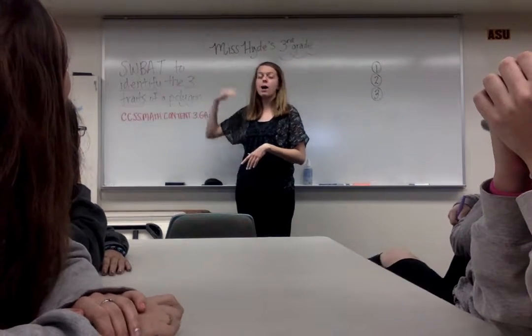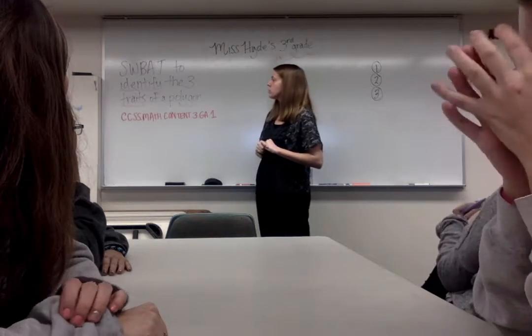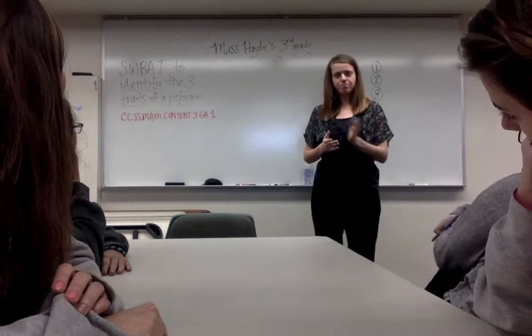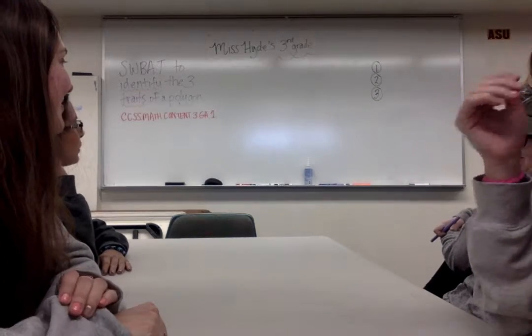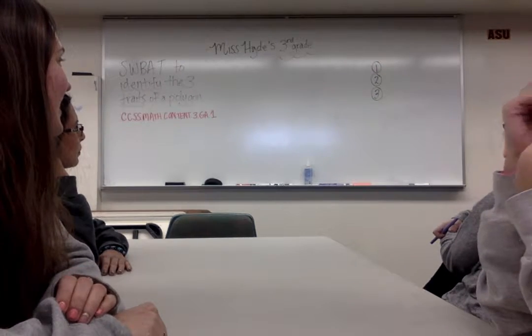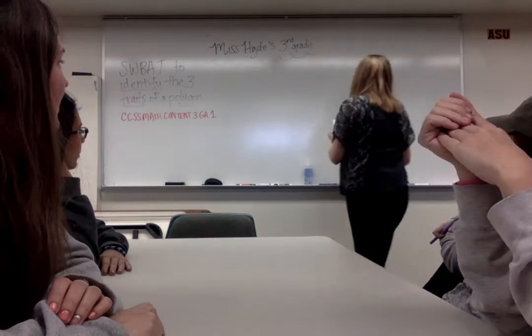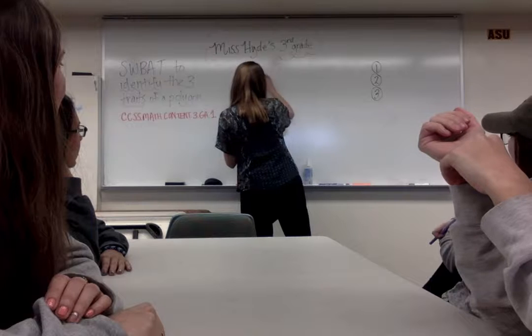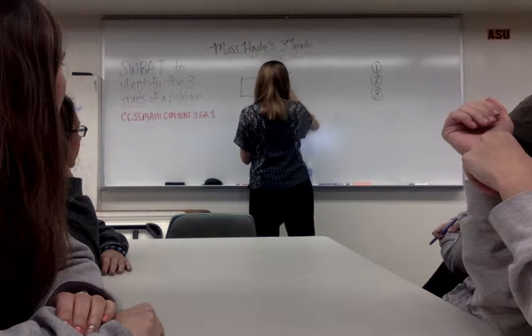So I'm going to read the objective and then you're going to read the objective. Students will be able to identify the 3 traits of a polygon. Students will be able to identify the 3 traits of a polygon. So my first question is, I'm going to write some shapes on the board, and I want to see what you guys notice about them, if they have any traits that are in common.